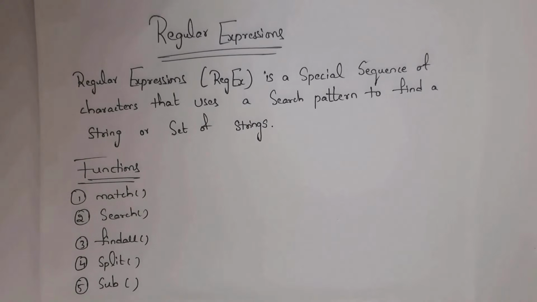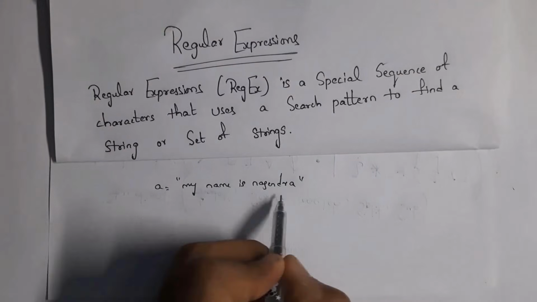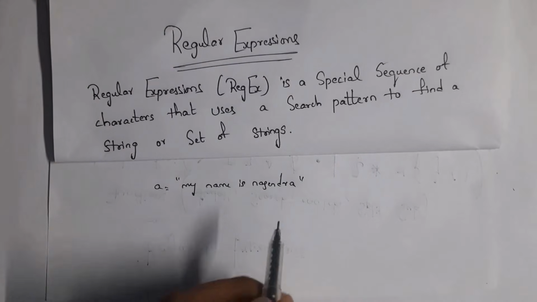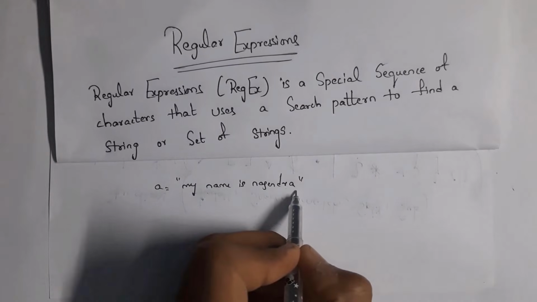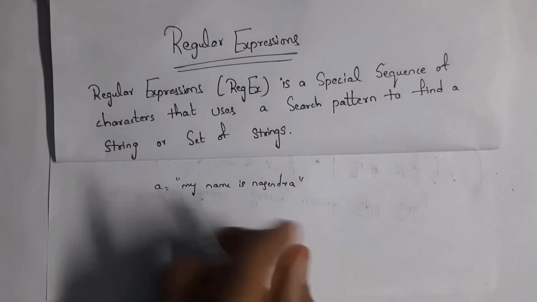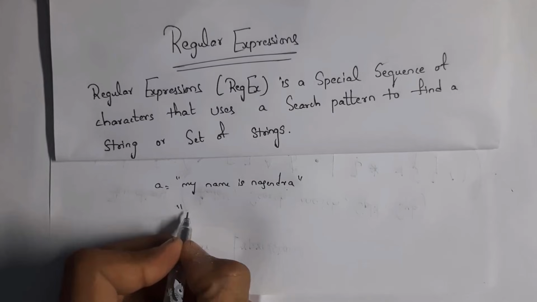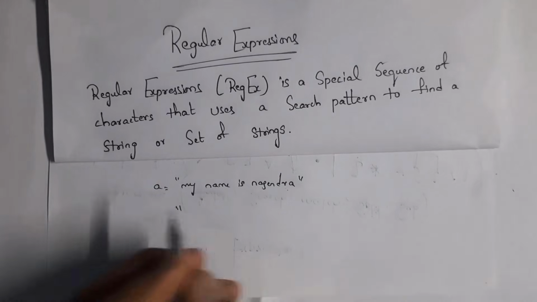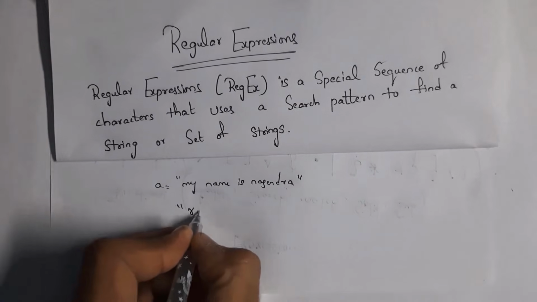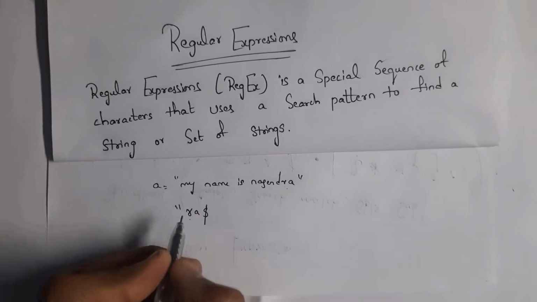I will give an example so that you can clearly understand this definition. Let us consider this string, my name is Nagendra. Now I want to find whether RA is present at last or not. In order to check that, you just need to apply a pattern. So just write here RA, and by using the $ sign we can find the last characters. So I wrote here RA$.